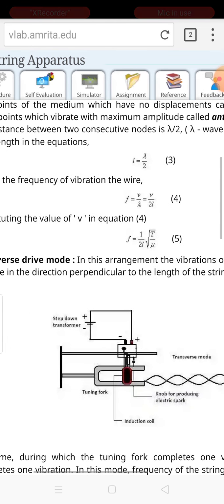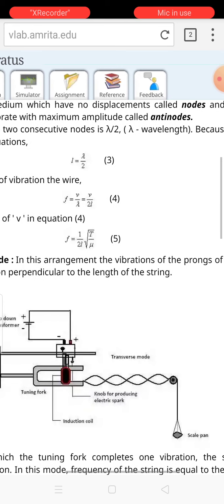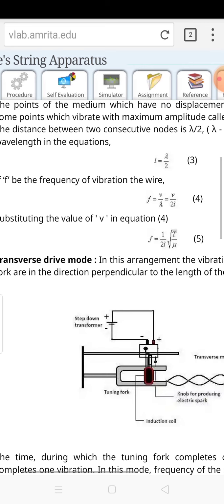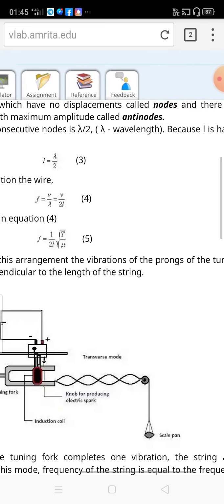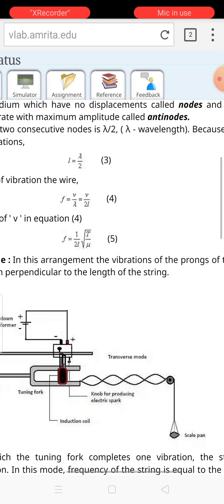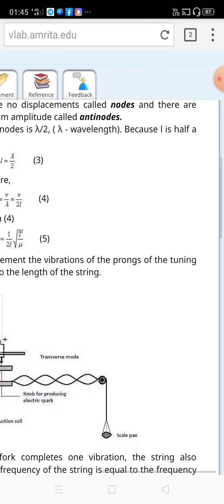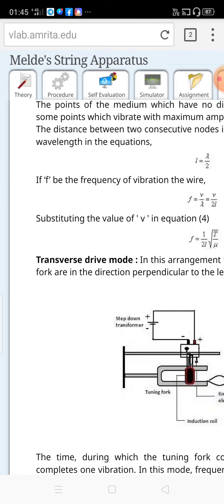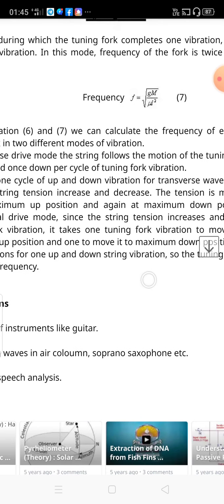And I am again telling you that the points of the medium which have no displacement are called nodes, and there are some points which vibrate with maximum amplitude, called antinodes. So lambda by 2 is the distance between two consecutive nodes, and lambda by 4 is the distance between a node and an antinode. Lambda is the wavelength. So this thing is very simple. You can just study, but finally you have to use your mind and use the calculations as I mentioned.